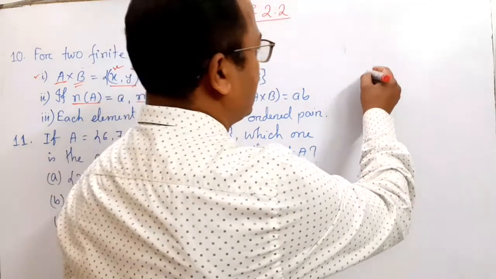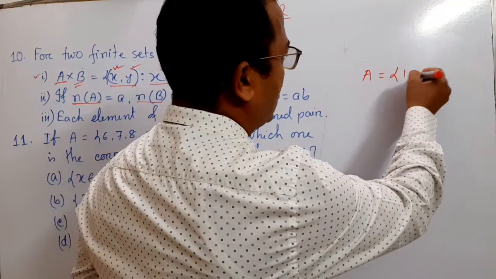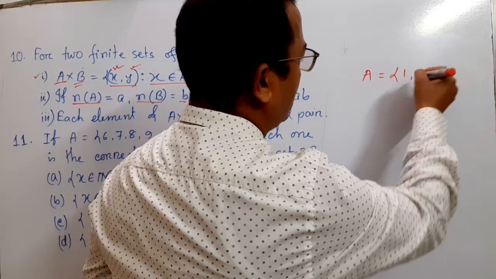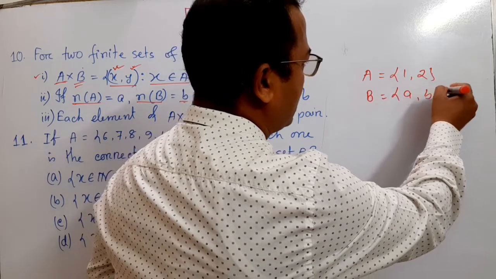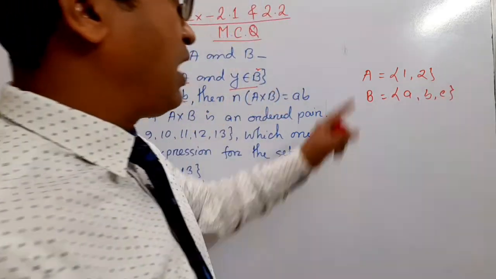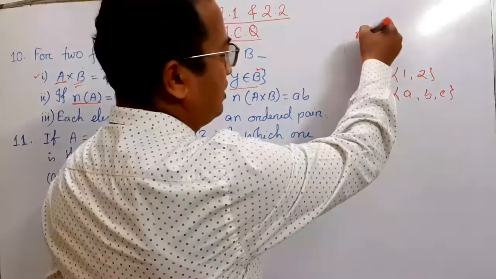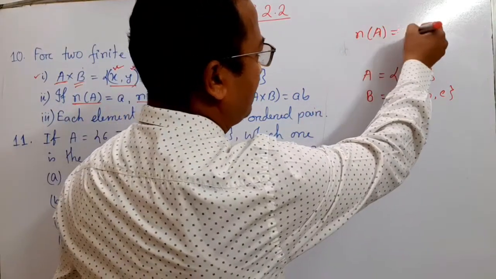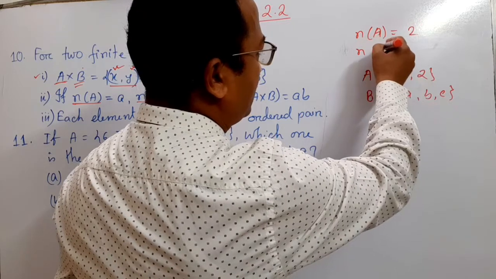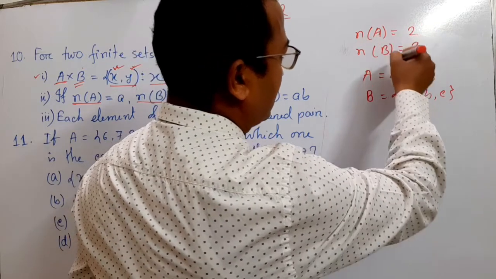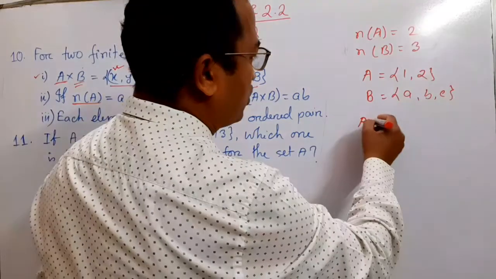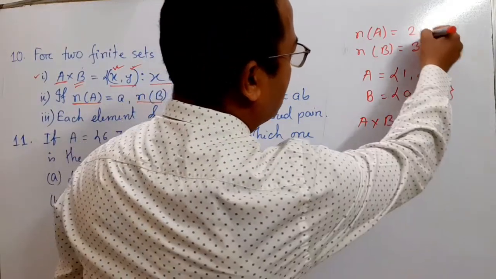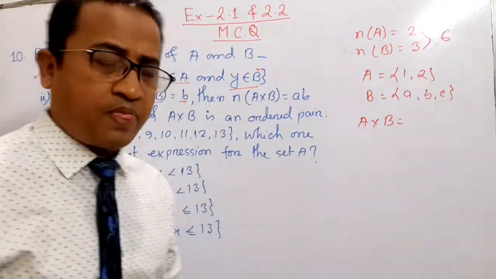Say A is equal to {1, 2} and B is equal to {a, b, c}. So the number of elements of A is 2, and the number of elements of B is 3. We will prove that the number of elements of A cross B will be 2 times 3, that is 6.